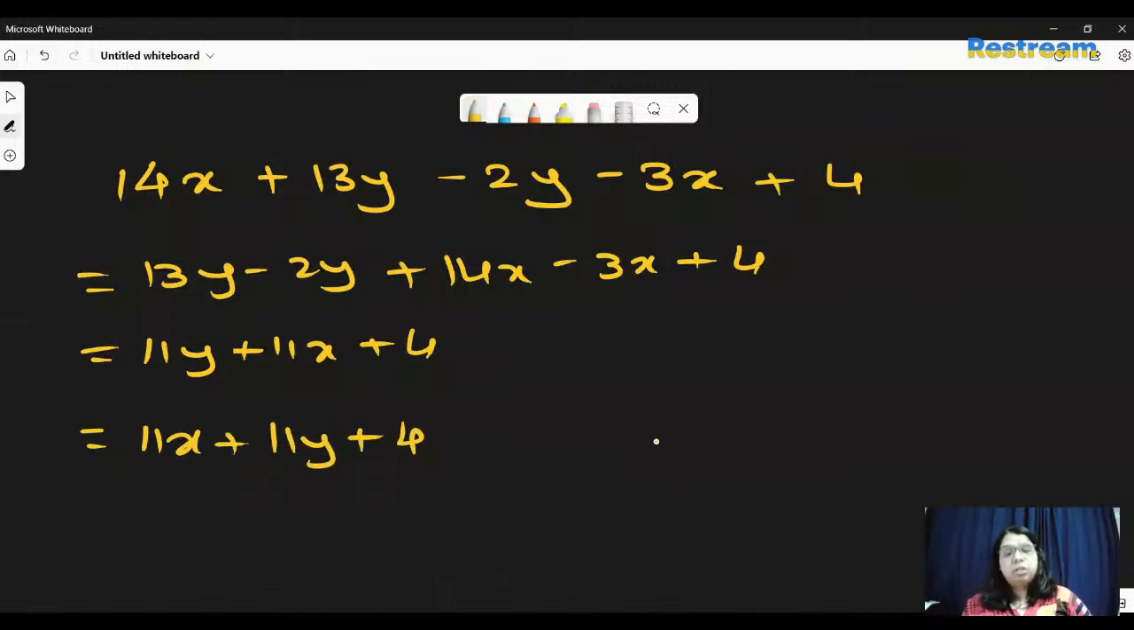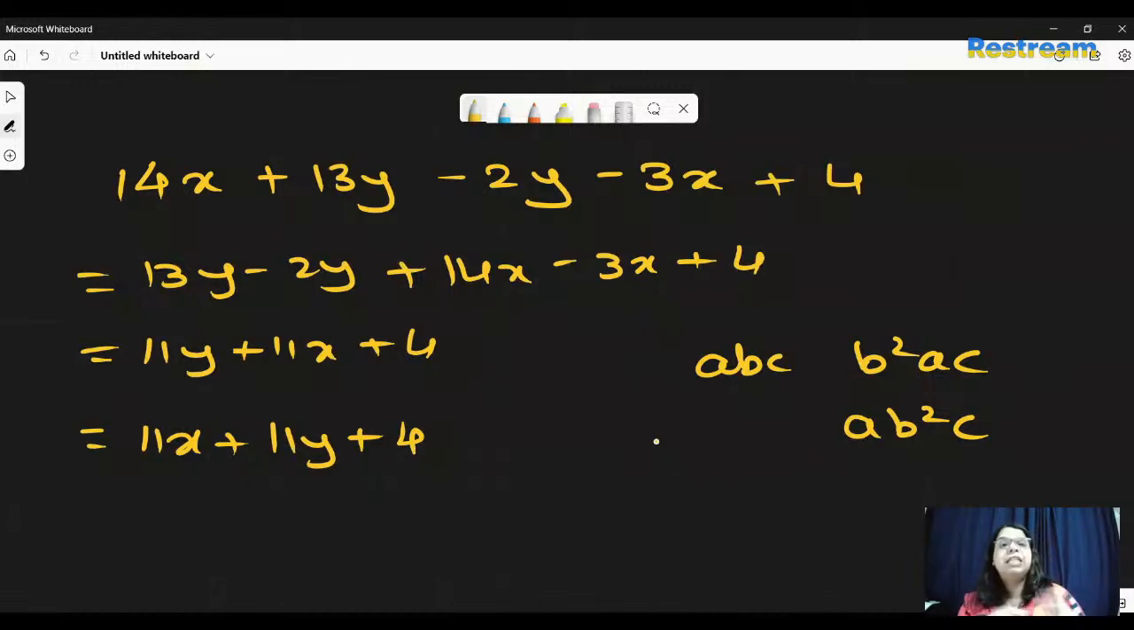Okay, it looks professional, it looks good, it looks mathematically more correct, so we write it in alphabetical order. But this is not a necessary step, this is an extra step. Or let's say in any variable combination you have a b c or b square a c, write it as a b square c. It is easy to read. Whenever you have alphabets in order, it is easy to compare like and unlike terms.